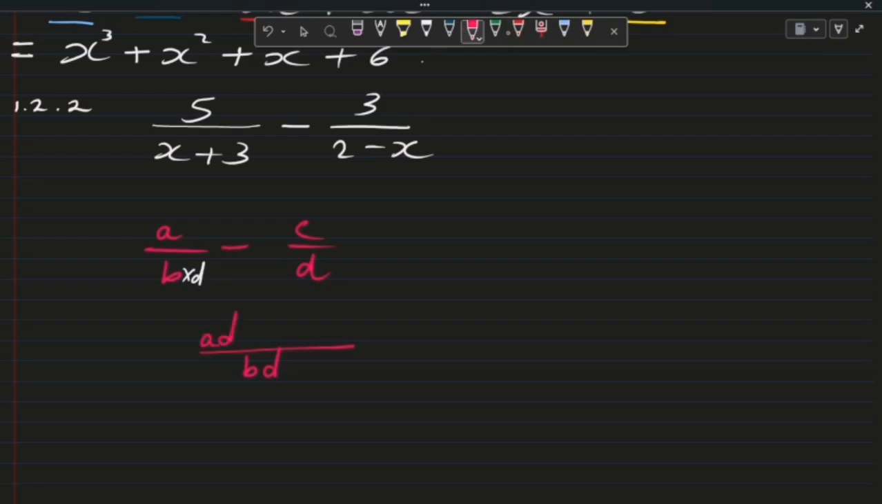Okay, and then we do the very same thing. So this has been multiplied by d. Now we have to do the very same thing with this second fraction. So we ask ourselves the very same question: what did we do to d to convert it to become bd? The answer is very simple. We multiplied it by b.